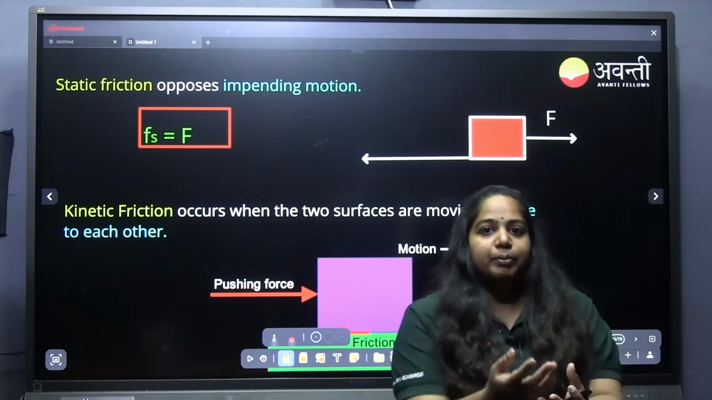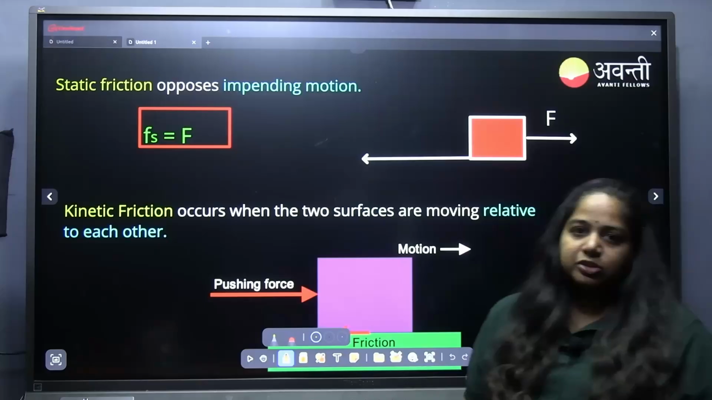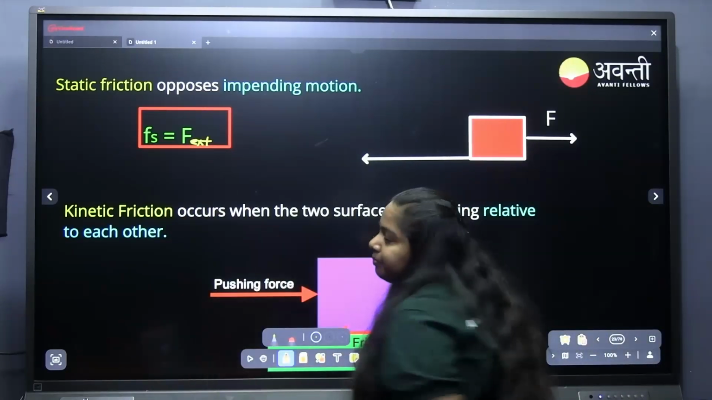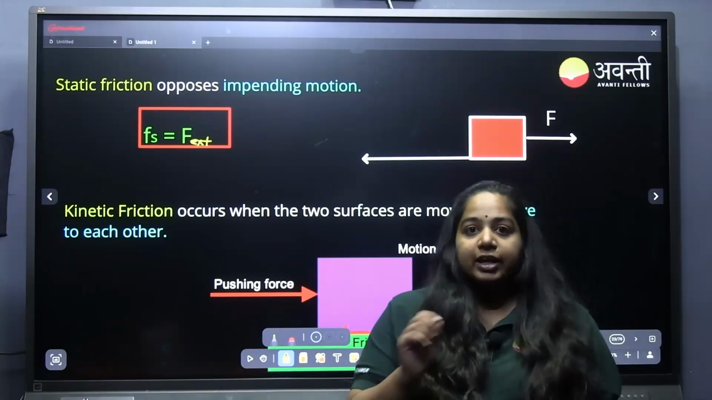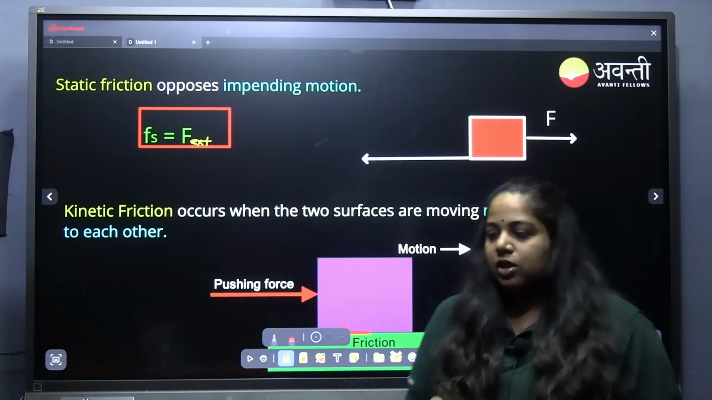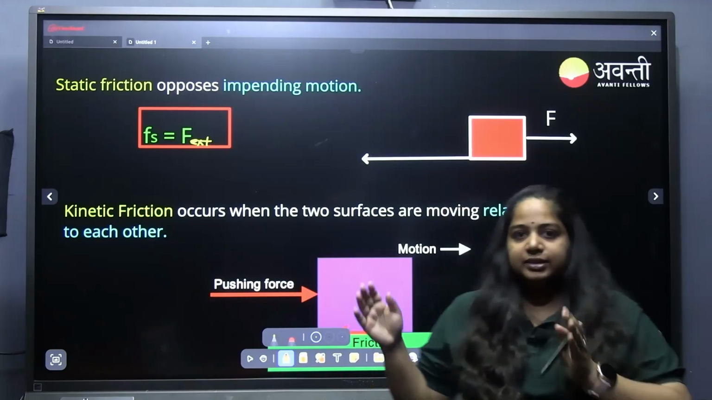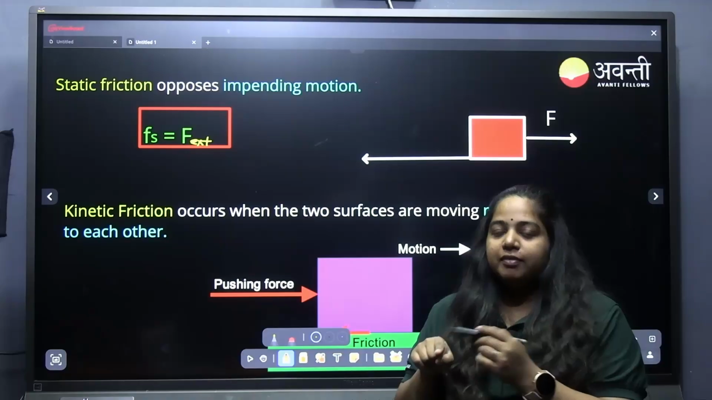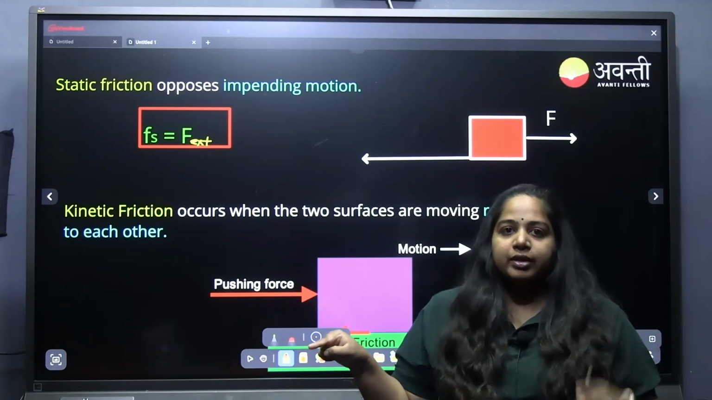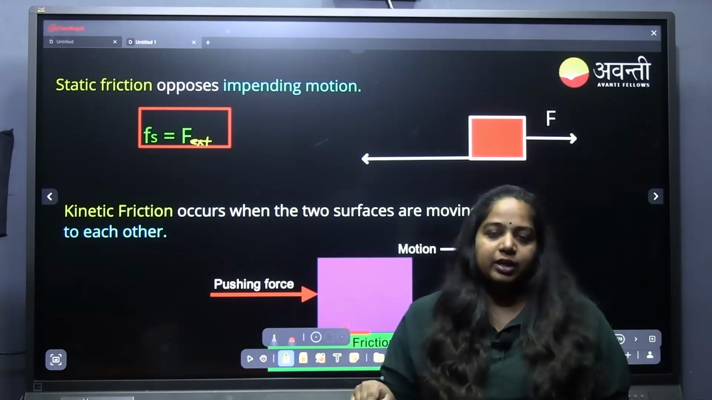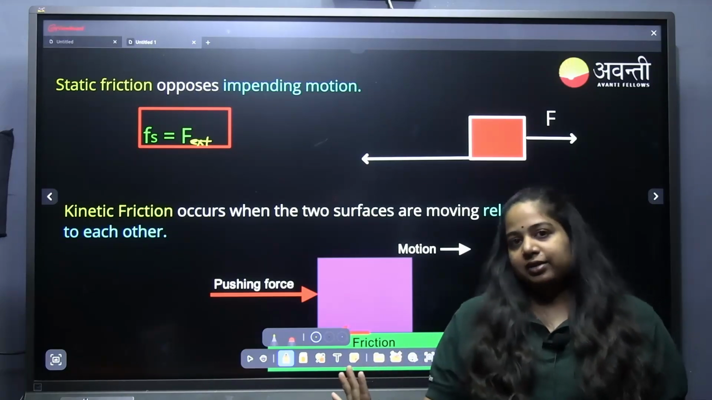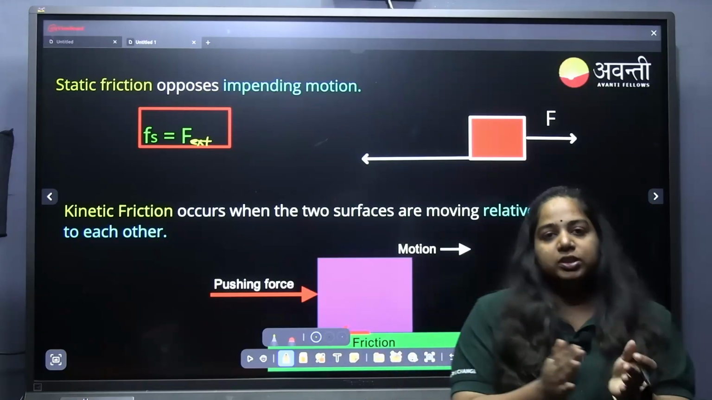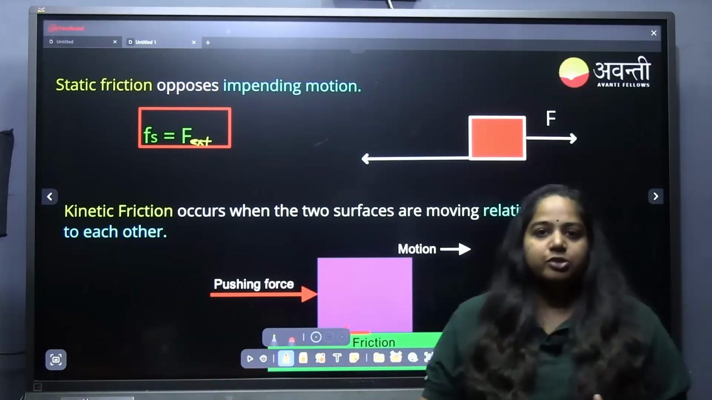That impending motion static friction is opposing, and its value will be equal to F external. Why? Because let's say there is a cylinder. I am trying to move it with one finger. It is not moving. So whatever force, let's say I am applying 1 Newton, the static friction is equal to 1 Newton there. Now I apply with the whole hand. Still it's not moving. Let's say I am applying 5 Newton. At that time the opposing force is also 5 Newton. That's why it's not moving.